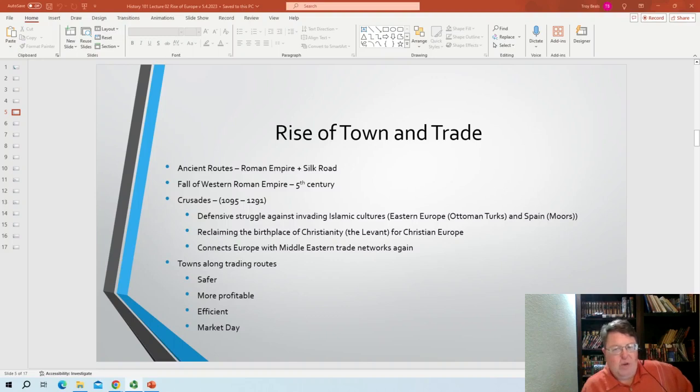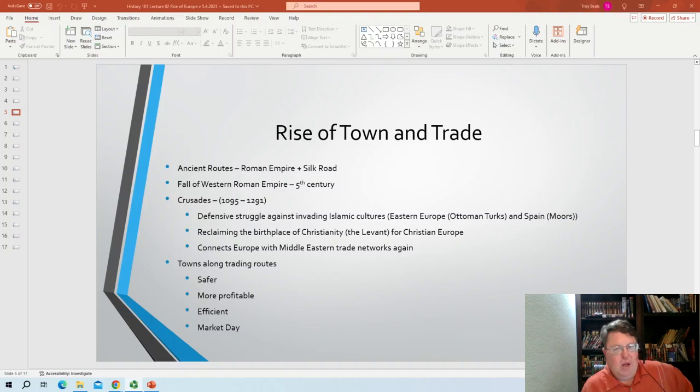The Crusades were a defensive struggle against invading Islamic cultures: Eastern European, Ottoman Turks, and the Moors in Spain. Another reason for the Crusades was for Western Europeans who wanted to reclaim the birthplace of Christianity, the Levant, for Christian Europe. I don't blame students for forgetting that Christianity started in the Middle East. When Islam took over, it stamped out that knowledge of the Christian Middle East.